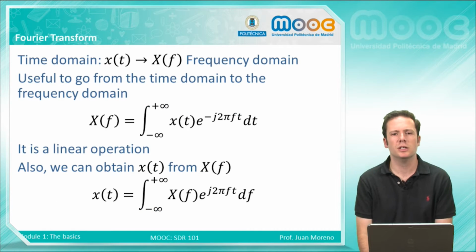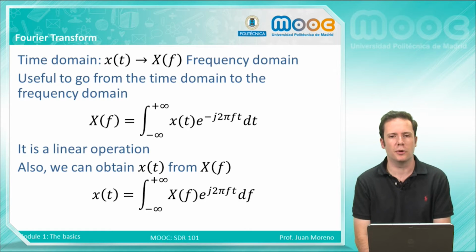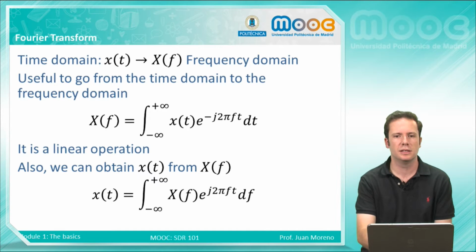The first one, to go from the time domain to the frequency domain, we will need to do a transform. This transform is the one that you have here. The uppercase X means that it belongs to the frequency domain, and the lowercase x means that you are in the time domain. Also, the F and the T help you to know in which domain you are.